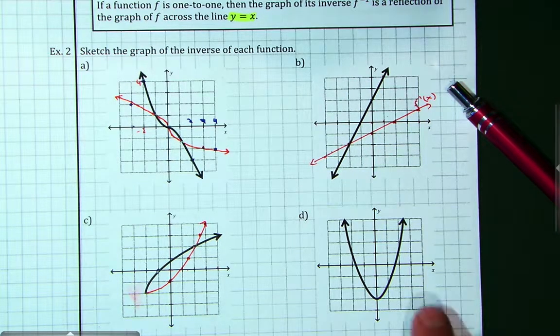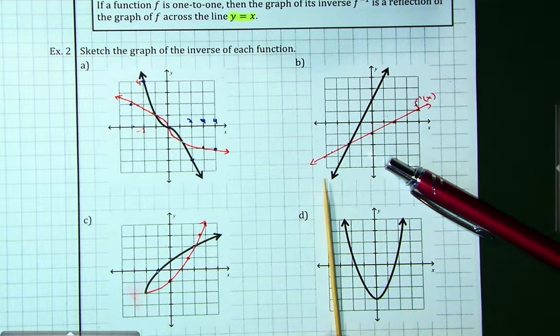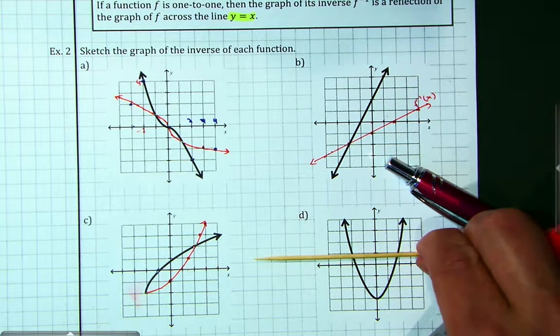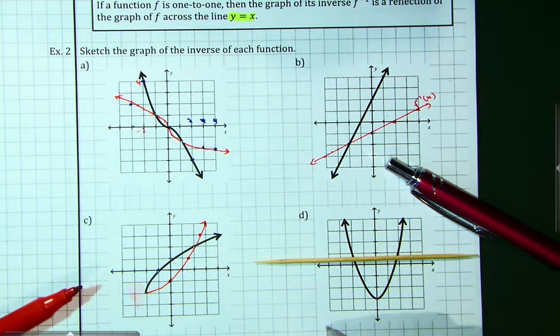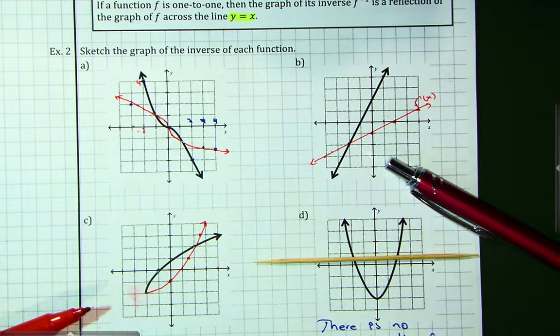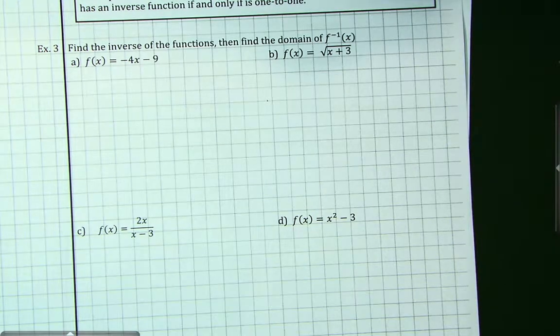Now, what did you guys get for letter D? Is the graph a function? Yes. Is the inverse a function? No, because it crosses it twice. So there is no inverse for this function. The inverse does not exist. That will take us to example number 3. Now let's go and find, once again, let's go and find them algebraically.